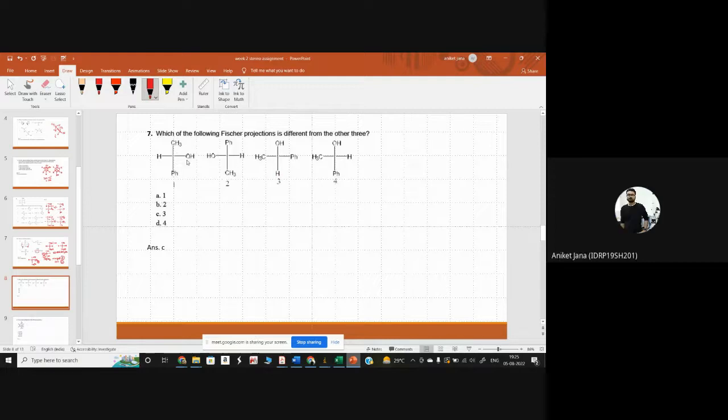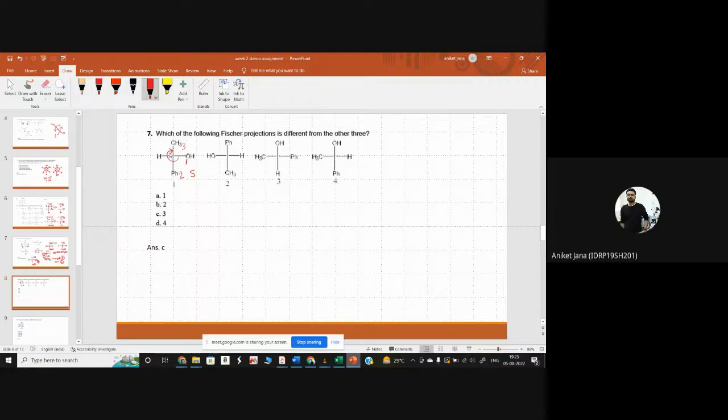Okay, so if we check the priority, which is the first priority? OH. Then second, CH. Then CH3. So if we go 1, 2, 3 this way, which configuration is this? S. So how does it come R? Sir, it is clockwise.